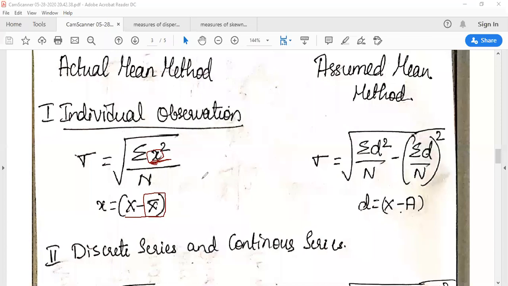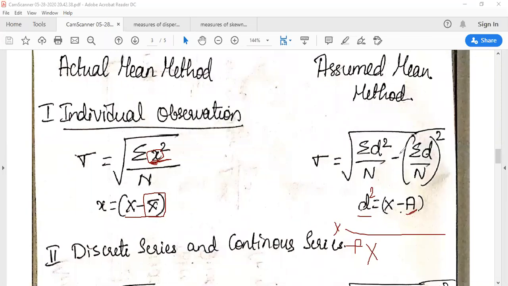Now for the same individual observations, if you are supposed to go with the assumed mean method, then out of the x data, whatever is given to you in the problem, in that x you are supposed to take the assumed mean. Over and again I am reminding everybody, please do not consider assumed mean from frequency. That is wrong. You have to consider assumed mean only from the x. So x minus assumed mean will be your deviations. Once you find the deviations, you are supposed to square them.